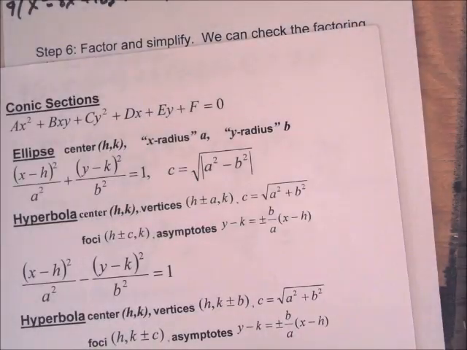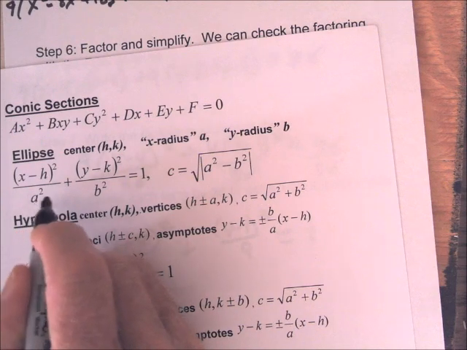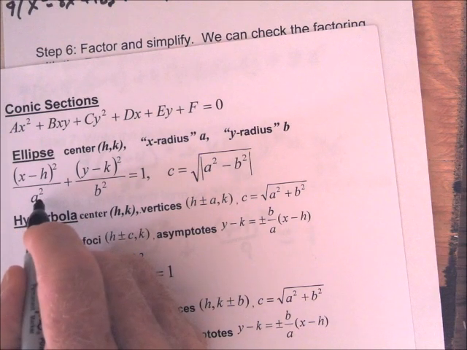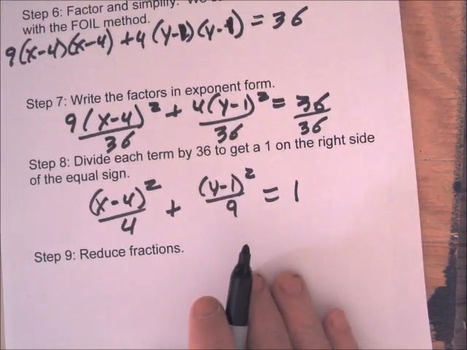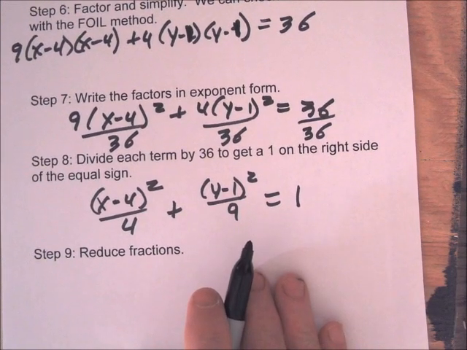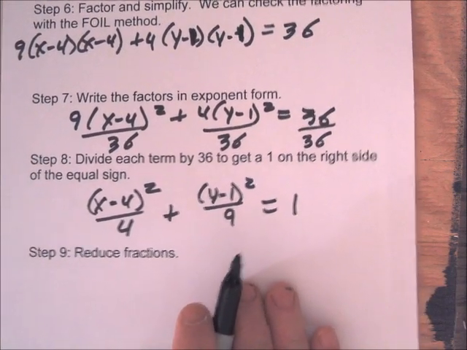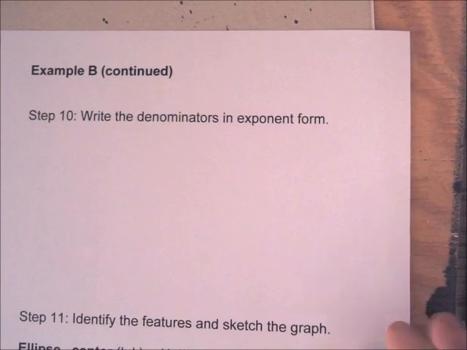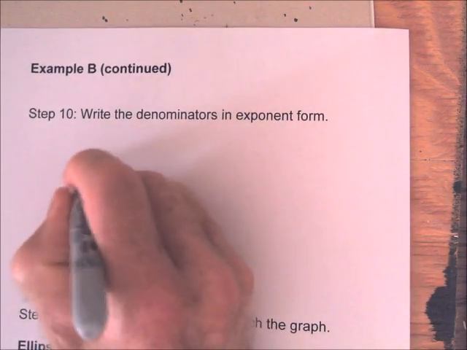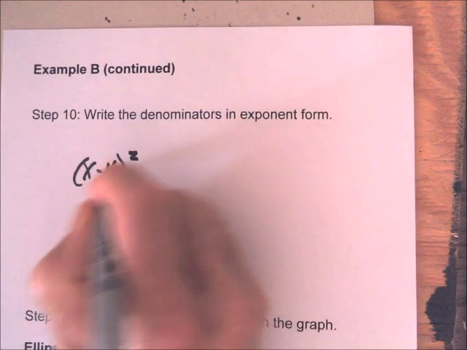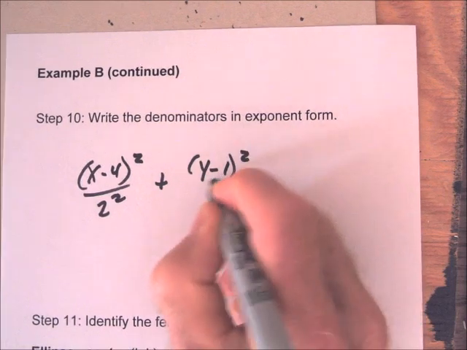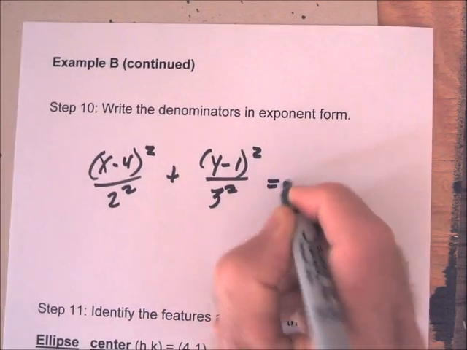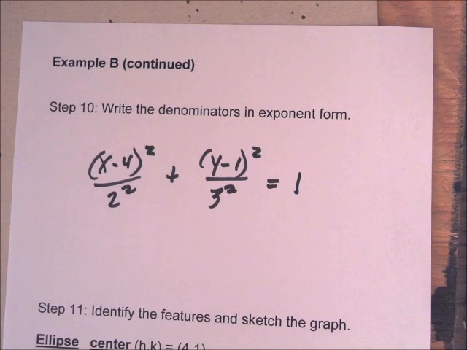To exactly match standard form, instead of just a number, we want a number squared on the bottom here. Standard form for an ellipse has an a squared and a b squared. We'll take this a step further, but you can stop there if you want. Write this as (x minus 4) squared over 2 squared plus (y minus 1) squared over 3 squared equals 1. So now we can identify the features of the graph.